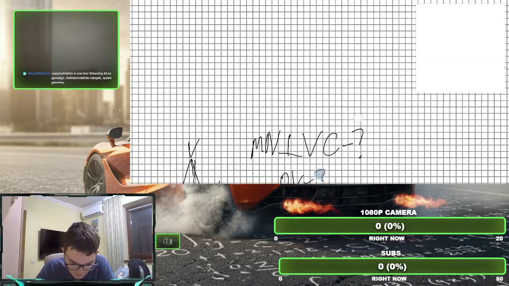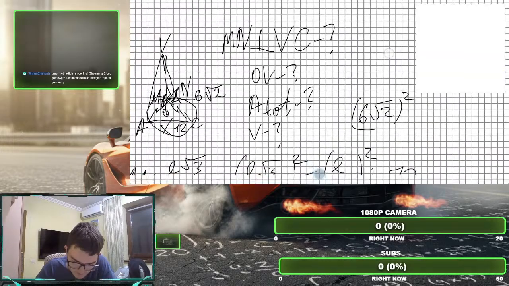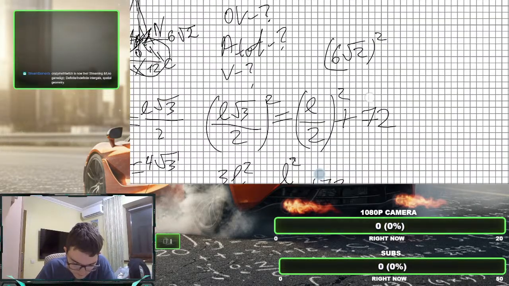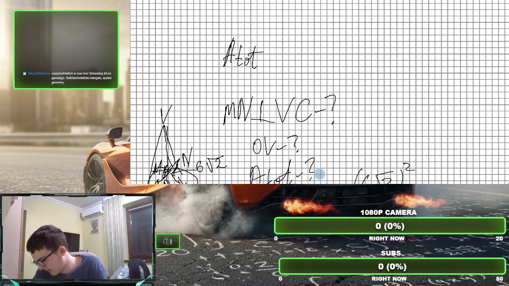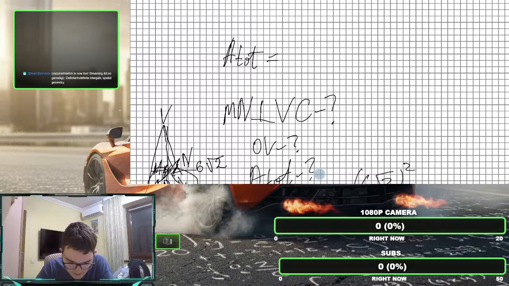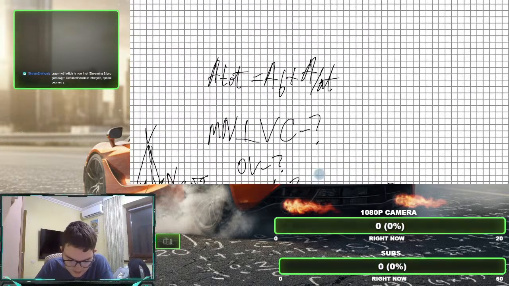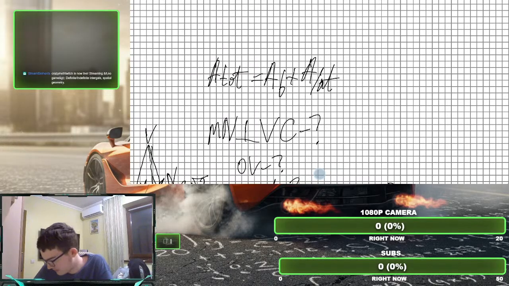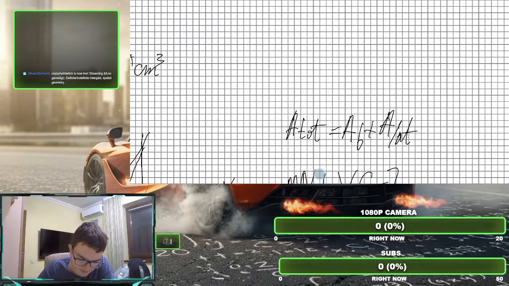Now, total area. Total area. Right. Now, I have formula here, of course. I came prepared. It's the area of a base plus area of lateral whatever. Area of a base. That's quite simple. It's actually, what is area of base? Oh, it has a separate formula, of course.